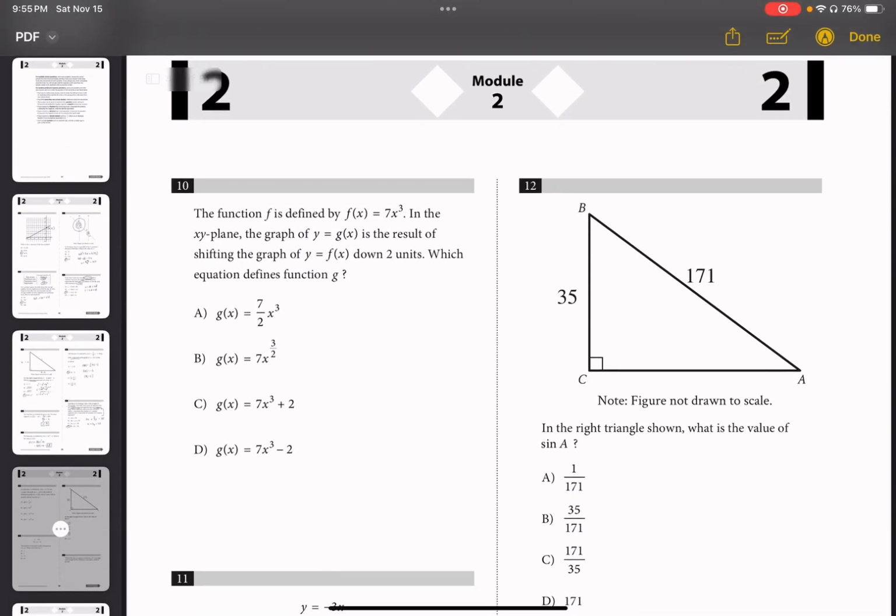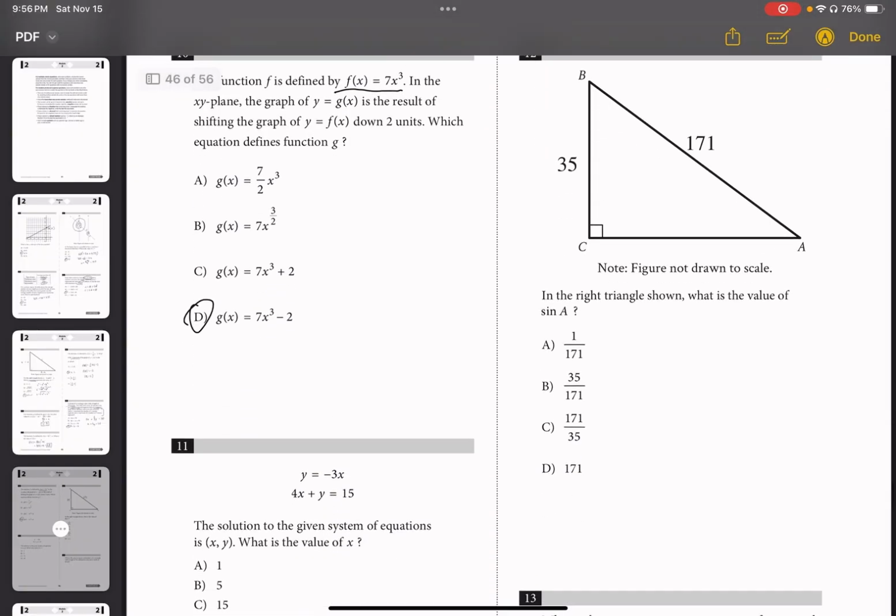Okay, question 10. The function f is defined by f of x is equal to 7x cubed. In the xy plane, the graph of y is equal to g of x is the result of shifting the graph of y equals f of x down 2 units. Which equation defines the function g? I'm not even going to write this one out because it's simply just this equation minus 2 if you're shifting it down. So looking at our answer choices, that is option D, as we see that shift there.